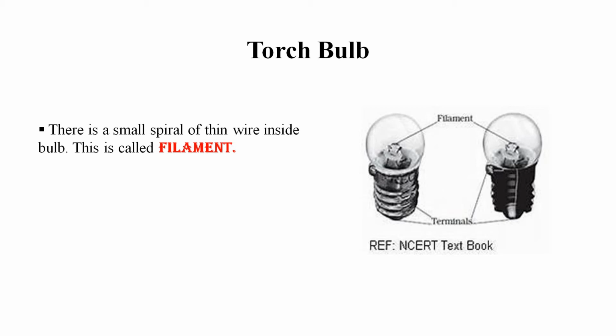Students, the side of the bulb and the bottom of the bulb are the two terminals of the bulb, fixed in such a way that they do not touch each other. On passing current through the terminals, the bulb glows. Students, the bulbs that we use at home also have the similar design.